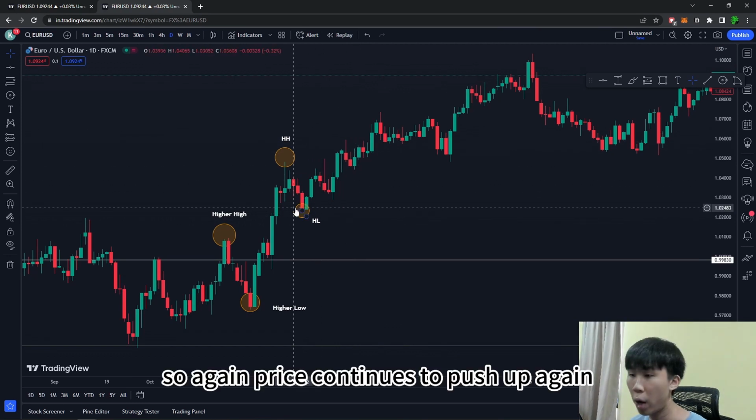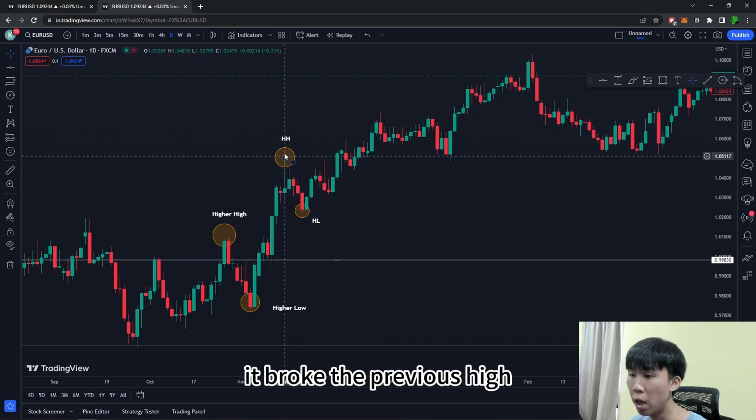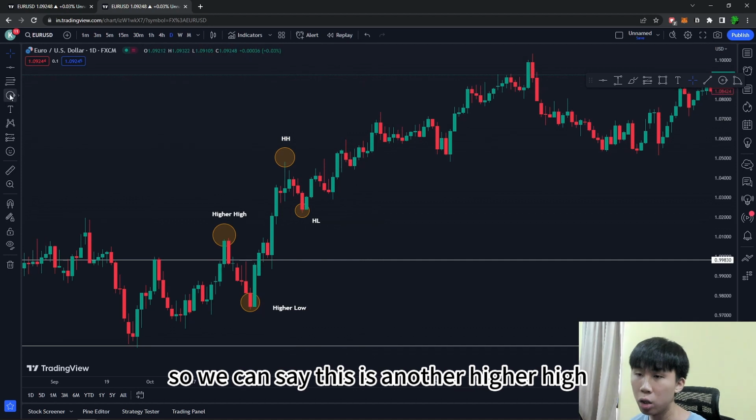So again, price continues to push up again. It broke the previous high, so we can say this is another higher high.